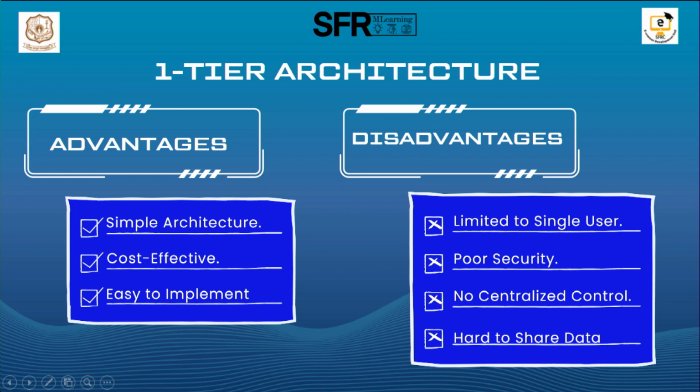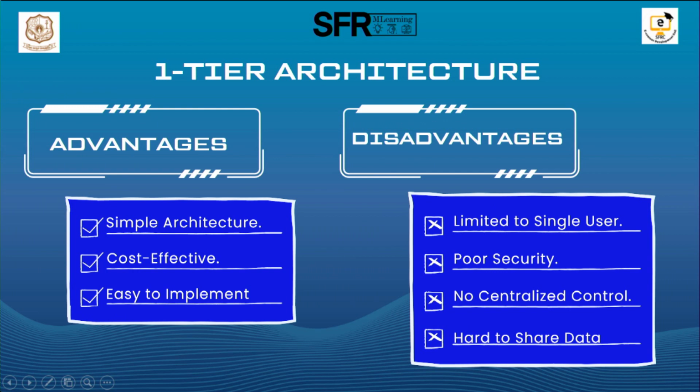The disadvantages are, there are 4 disadvantages of one-tier architecture. The first one is limited to single user. Only one person can use the application at a time. It's not designed for multiple users or teamwork. Then poor security. Since everything is on the same machine, if someone gets access to the system, they can access both the data and the application easily. There is no centralized control for this.